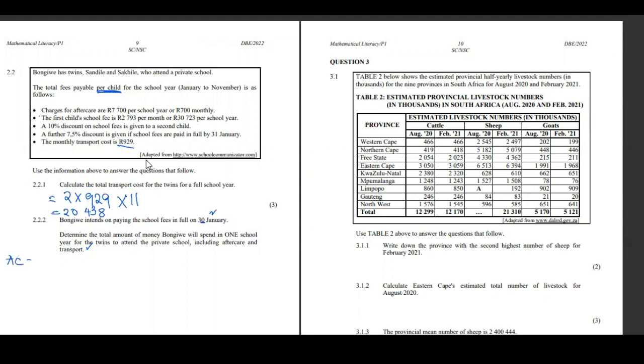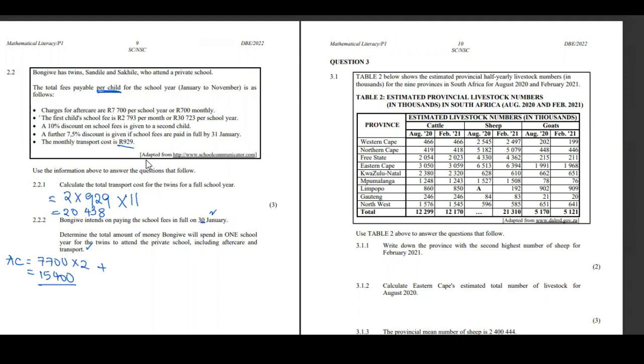So we shall say aftercare. Allow me to write it like this. Aftercare, 7,700 times 2. Why? These are two children. And we end up having 50,400. This is for 1 year. Put it aside, please.